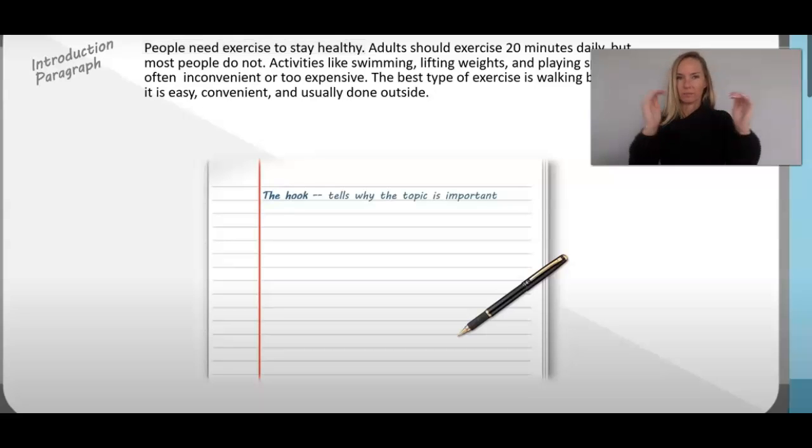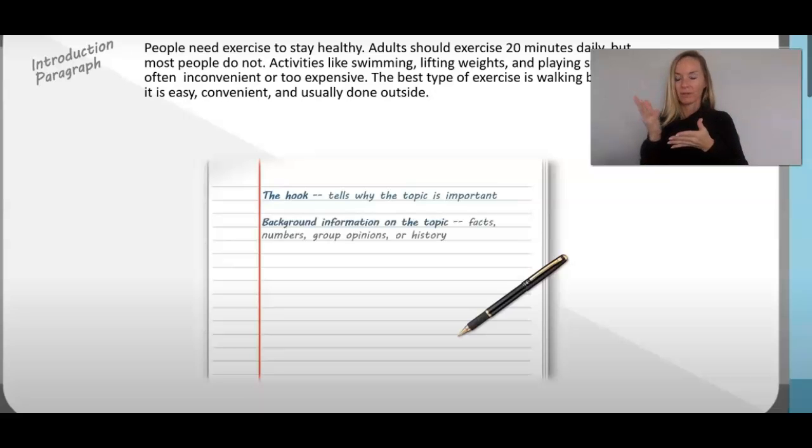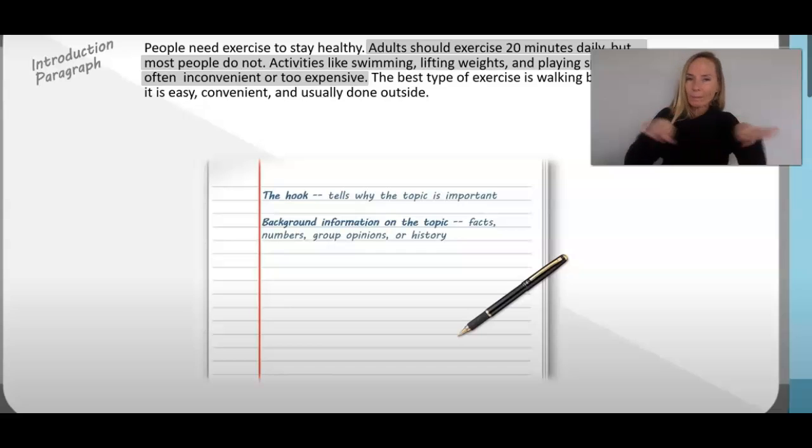After the hook, we need the background information on our topic. This can include facts, numbers, group opinions, or history. And in this case, our background information is, adults should exercise 20 minutes daily, but most people do not. Activities like swimming, lifting weights, and playing sports are often inconvenient or too expensive.